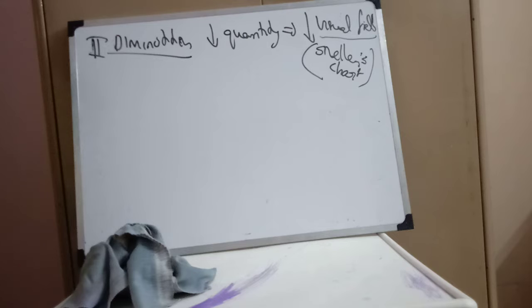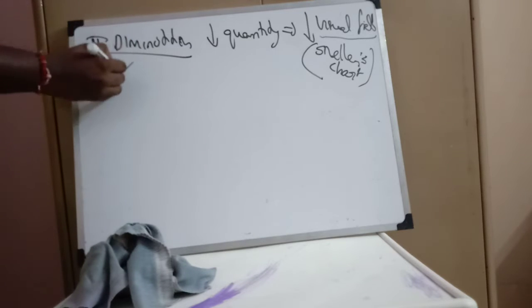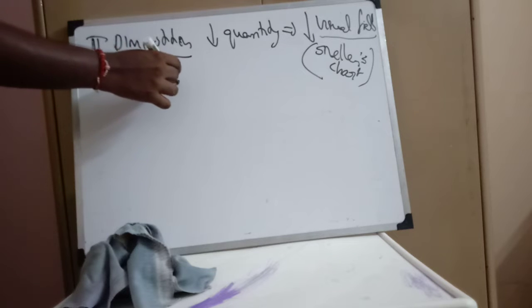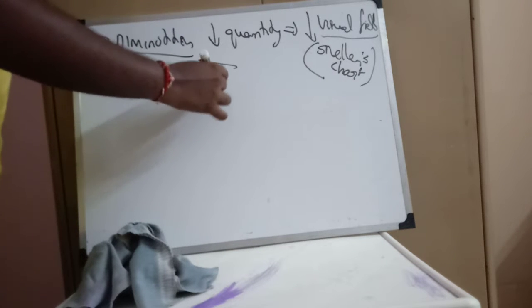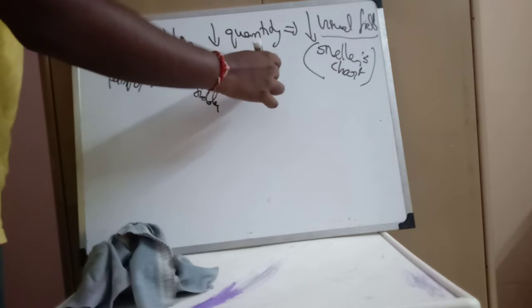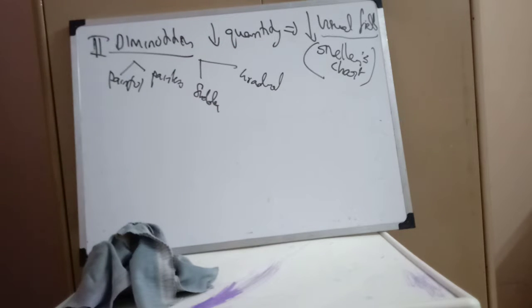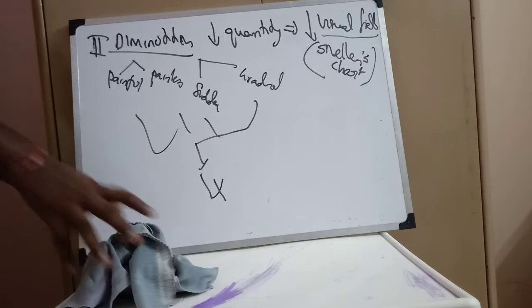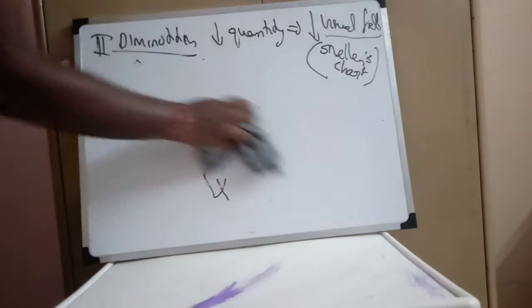So when do you call it diminution of vision? Diminution of vision is that in which the patient feels there's a contraction in the field of vision. Okay. There are different categories of diminution of vision. It can be painful, or it can be a painless diminution of vision. It can be sudden or gradual. So based on these four, you can have four different combinations of various types of diminution of vision. So we'll see about each of these combinations.